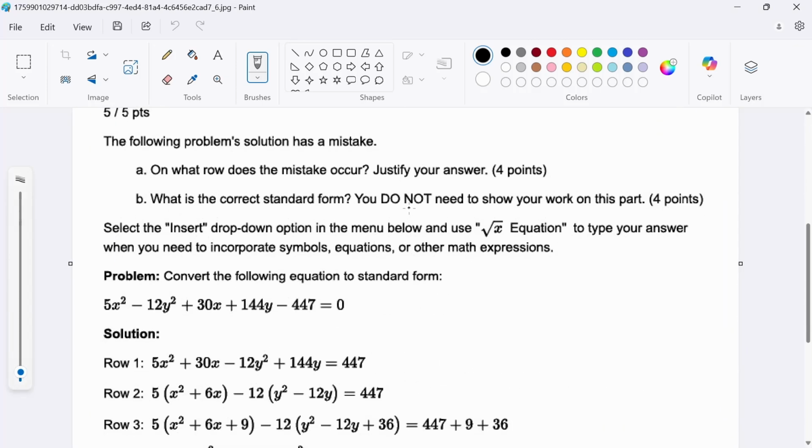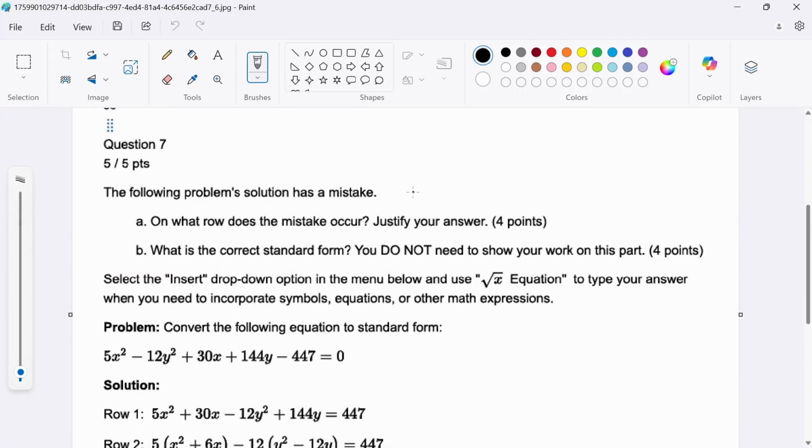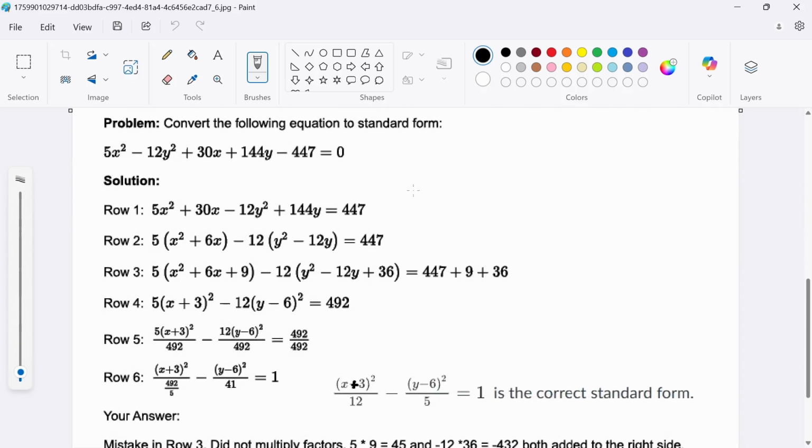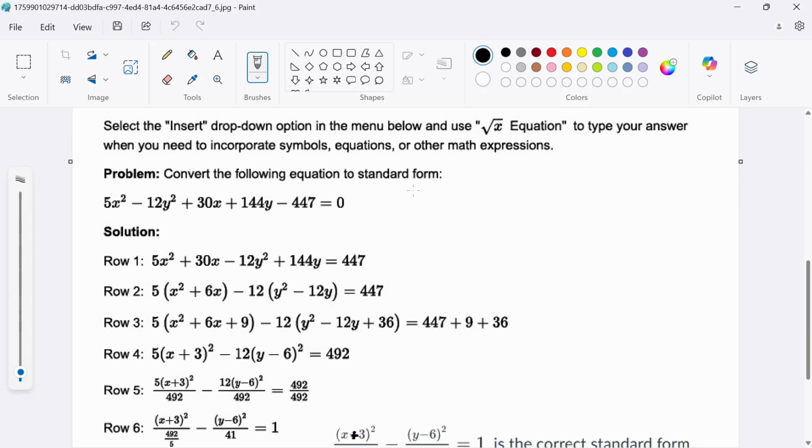The following problem solution has a mistake. On what row does the mistake occur? What is the correct standard form? You do not need to show work. Okay, so let's see. I collected the x's, 5x squared and 30x. Collected the y's, negative 12y squared plus 144y, and I put this negative 447 on the other side.